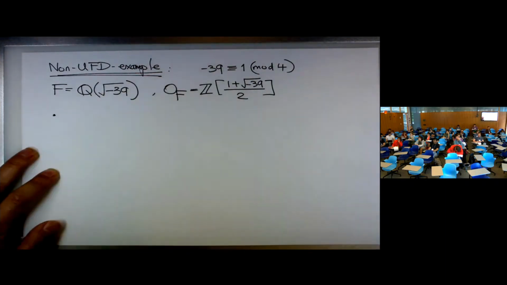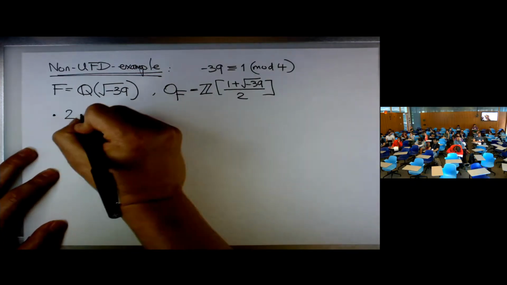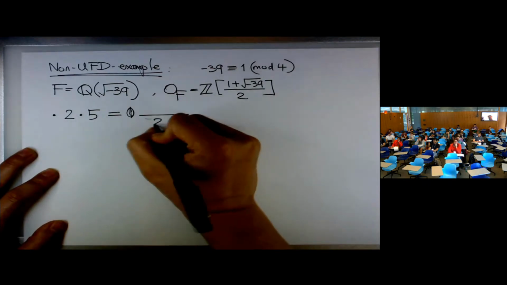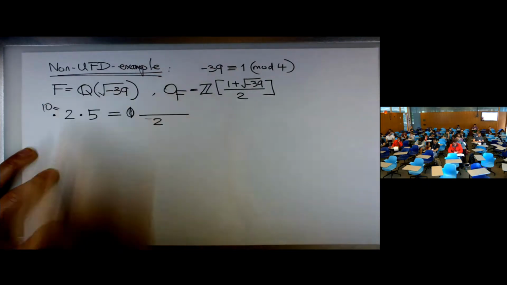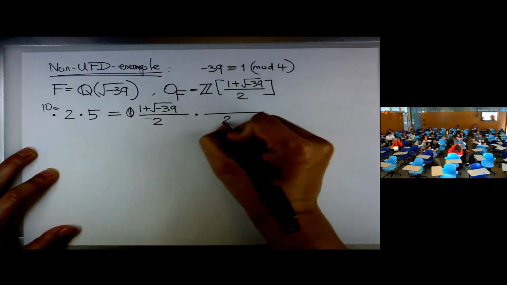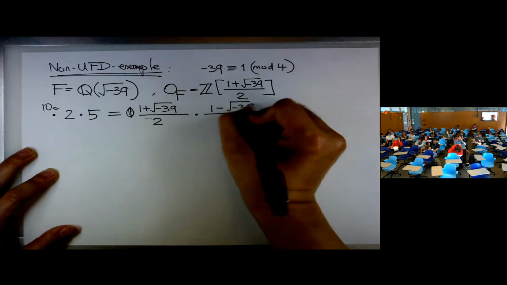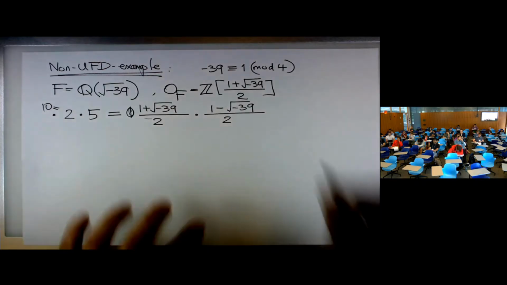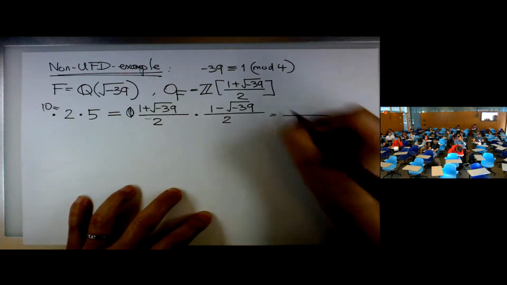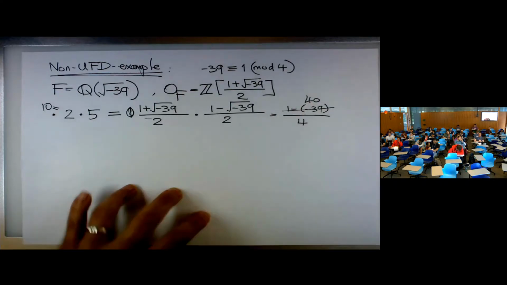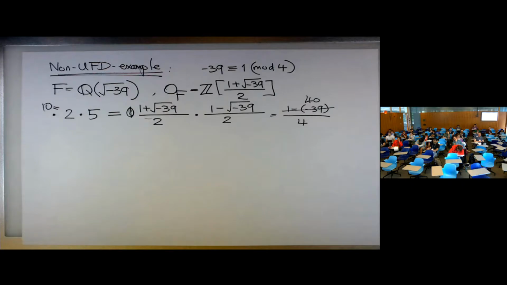So I want to give a factorization. So just 5 is 10. But I want to say this is the same as this. Let me write out one more step. So this is, what, 4, 1 minus 19, gives me 39. So this is 40, and then this is 10. Okay?